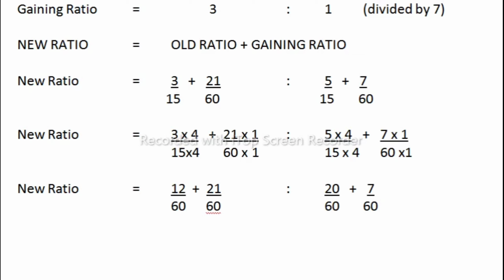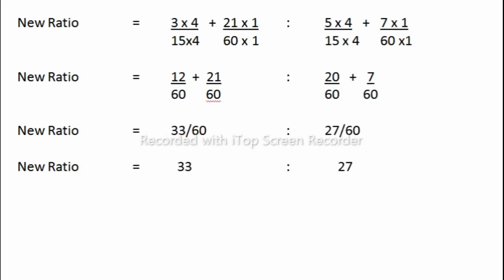Now 60 is a common denominator, so we are straightly going to add it up. 12 plus 21, I get 33/60, and 20 plus 7, I get 27/60. When I write the new ratio, I have to write the numerator alone, that is the top part. So 33:27 is going to be my new ratio.